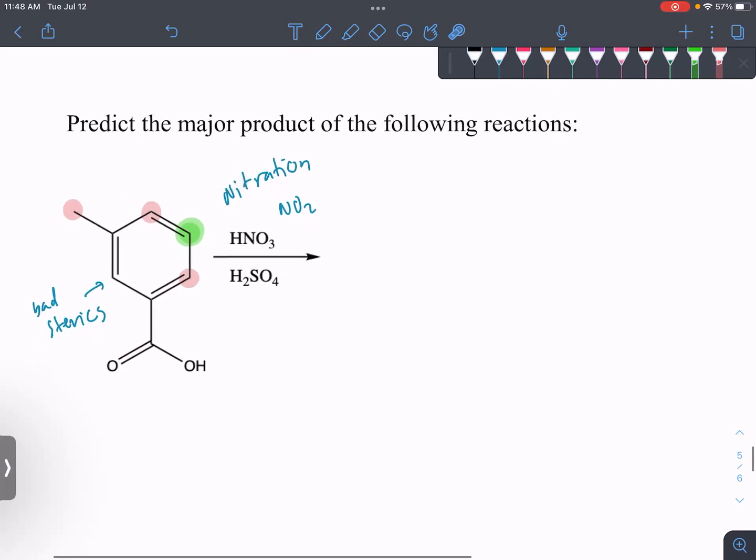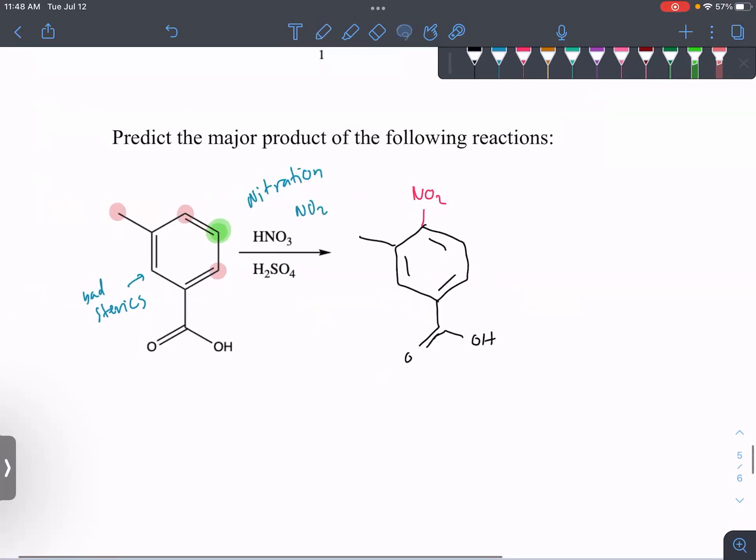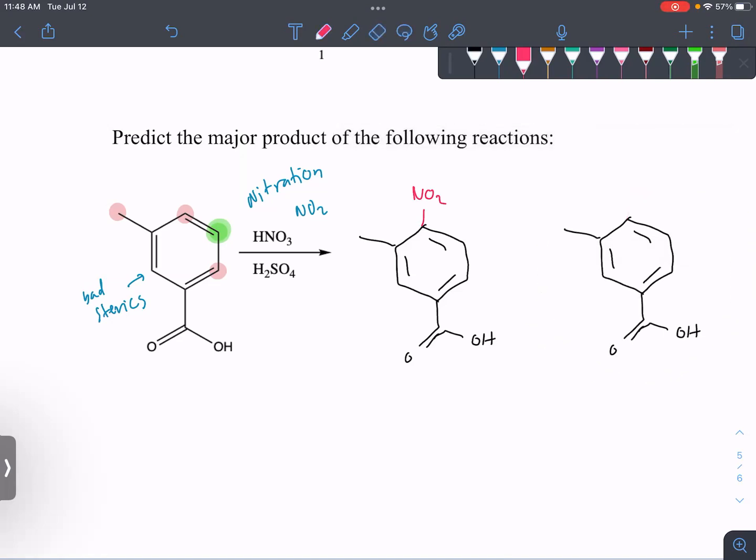So now which substituent is stronger, the methyl or the carbonyl? The methyl is stronger, it's more reactive, so the methyl is going to have priority. Because the methyl is more reactive, we're going to add the NO2 onto the pink carbons. We're just going to ignore what the carbonyl wants. So the NO2 is going to go here, and it's also going to go here, so ortho and para to the methyl.